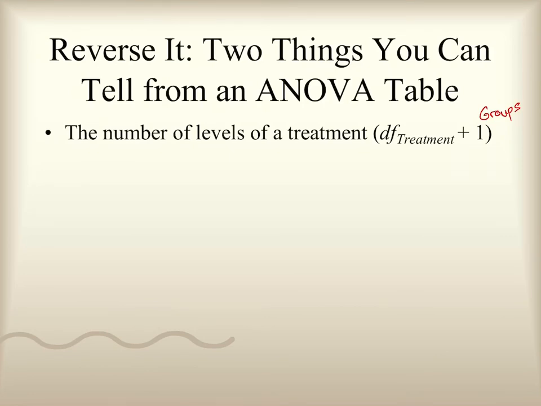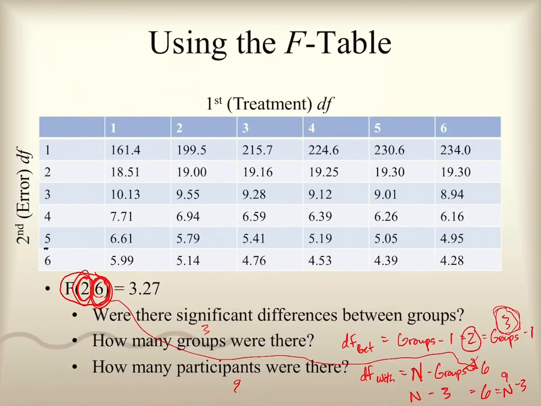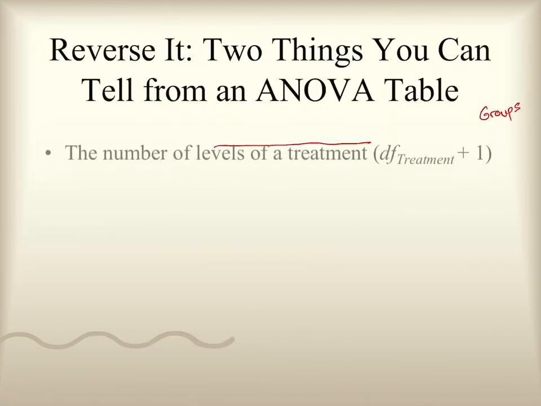So in our 3-group study, we had 3 levels of the drug treatment: drug A, drug B, and control. The way that you find that out is you take your degrees of freedom treatment plus 1. So back here, our degrees of freedom treatment was 2. All we have to do is add 1, 2 plus 1, and we get 3 groups.